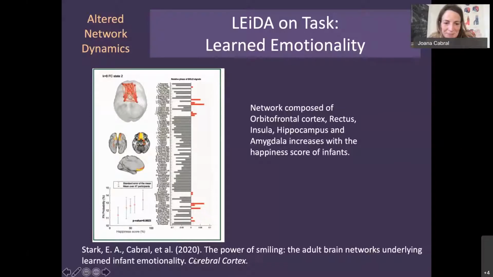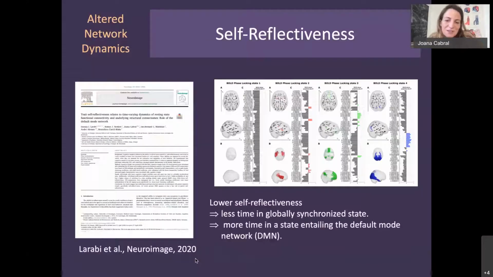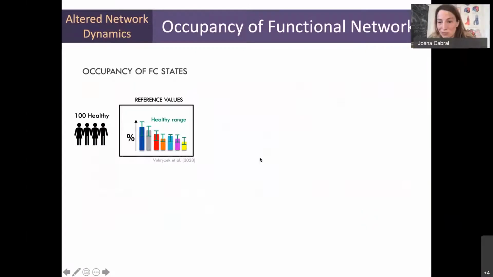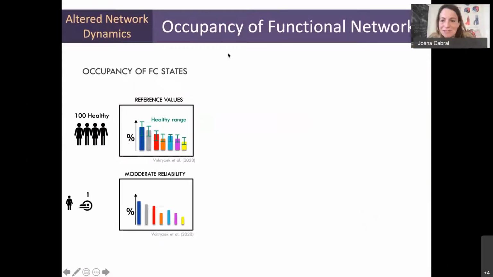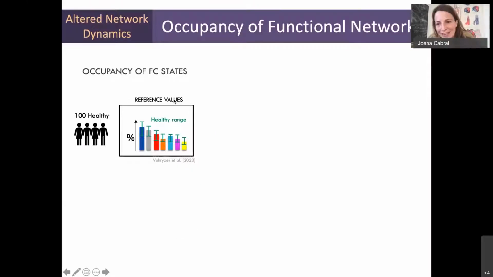So it was interesting. Then there's another one on self-reflectiveness that increased the occupancy of the default mode network. And overall, as I want to recap a bit, what I'm finding is that this occupancy of functional networks can, we can kind of think maybe in the future of how this could be used as a potential biomarker, or just to see that at least this is making sense, is that there seem to be reference values for healthy people without any type of drug or medication.